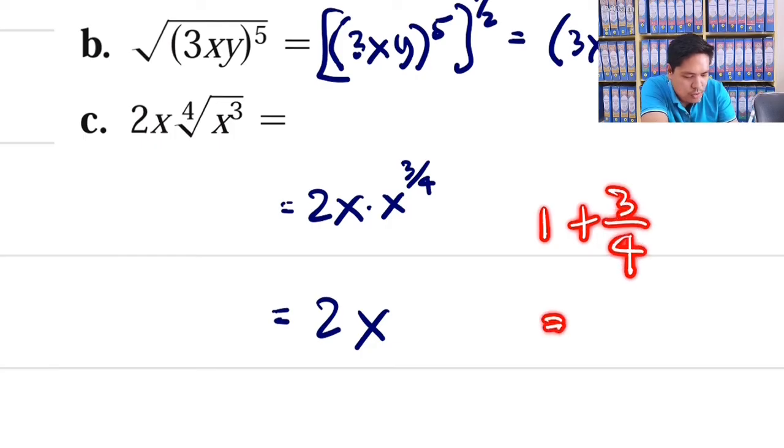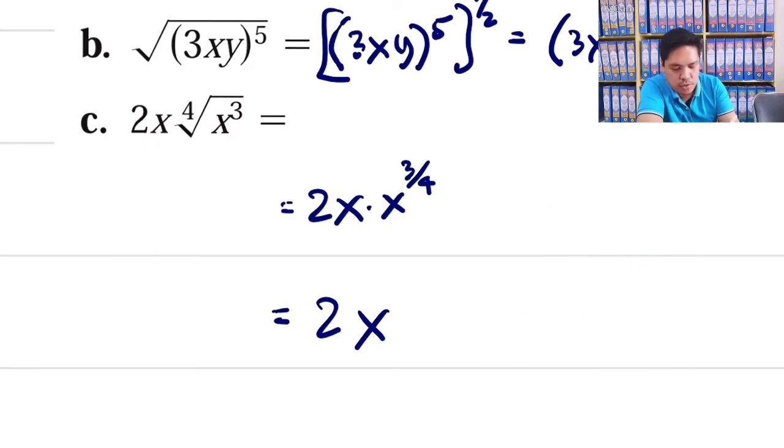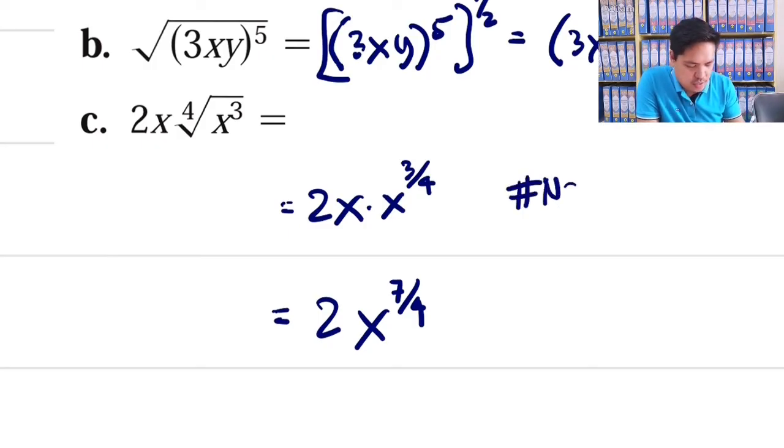You know how to do this, right? Let's make the 1 into 4/4 so they have the same denominator. 4/4 is just 1, so that becomes 4 plus 3, 7. Copy the denominator, 4. So it is raised to 7/4. Very easy, but tiring. Hashtag, nakakapagod na.